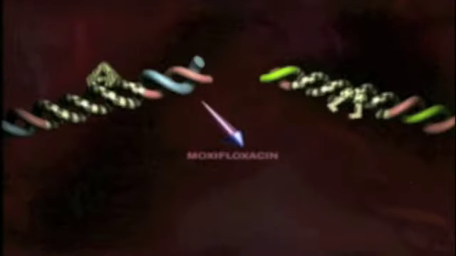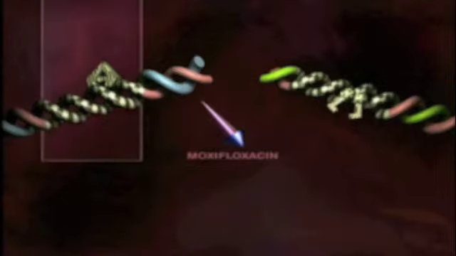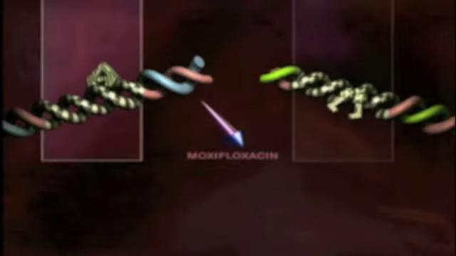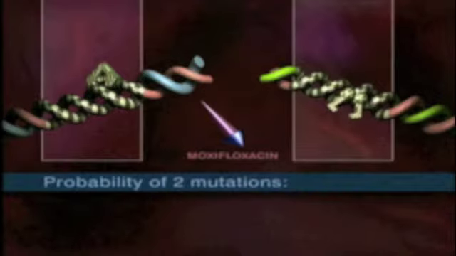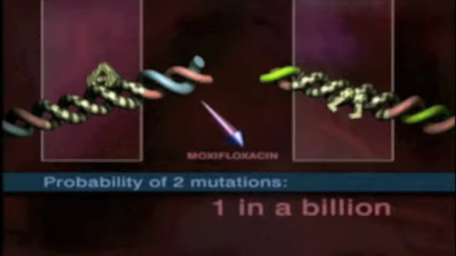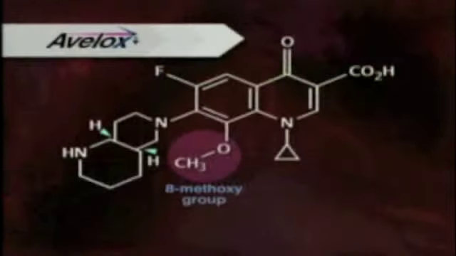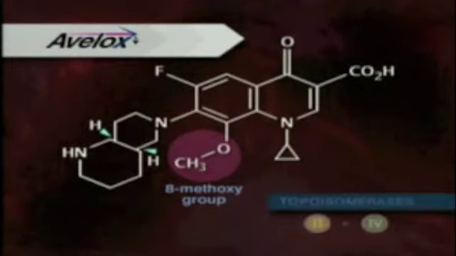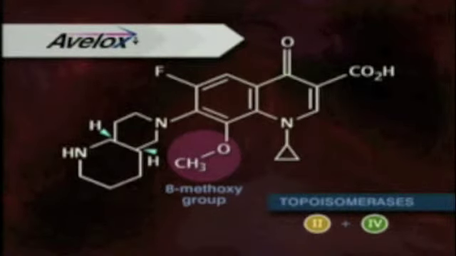To become resistant to moxifloxacin, the bacteria would have to carry two mutations. The chances of this occurring are minuscule, about 1 in a billion. By being active against two target sites, moxifloxacin is less likely to select for resistance.